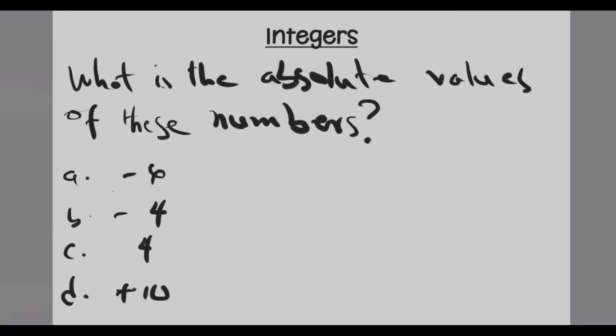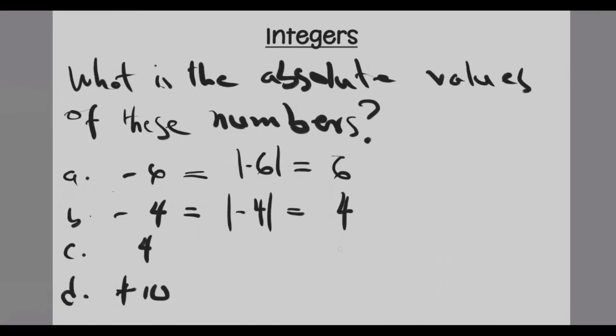plus 10. So the absolute value of minus 6 is going to be equal to 6. You got to show how you got your answer. Minus 6, and that will equal to 6. The absolute value of minus 4 is going to be double line minus 4, and that will be equal to 4. The absolute value of 4 is going to be equal to 4. And the absolute value of plus 10 is 10. So when we say absolute value, the number is going to be positive. You cannot have an absolute value that is negative. It has to be positive.